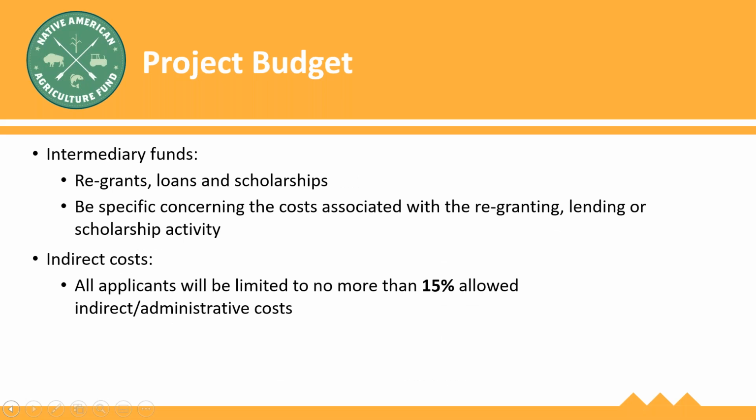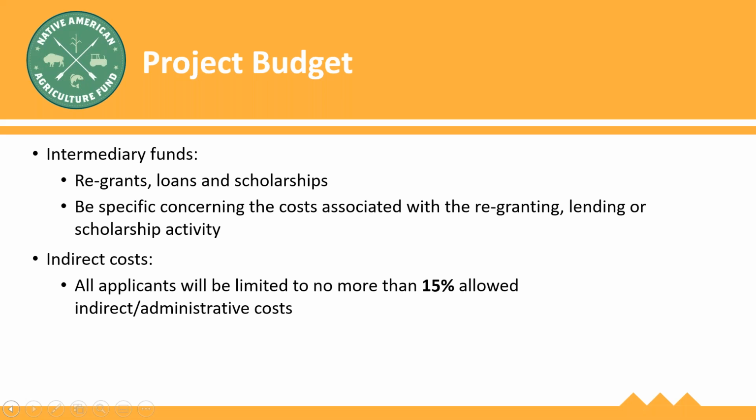Intermittent funds. Re-grants, loans, and scholarships: be specific concerning the costs associated with the re-granting, lending, or scholarship activity. Indirect costs: all applicants will be limited to no more than 15% allowed indirect or administrative costs.